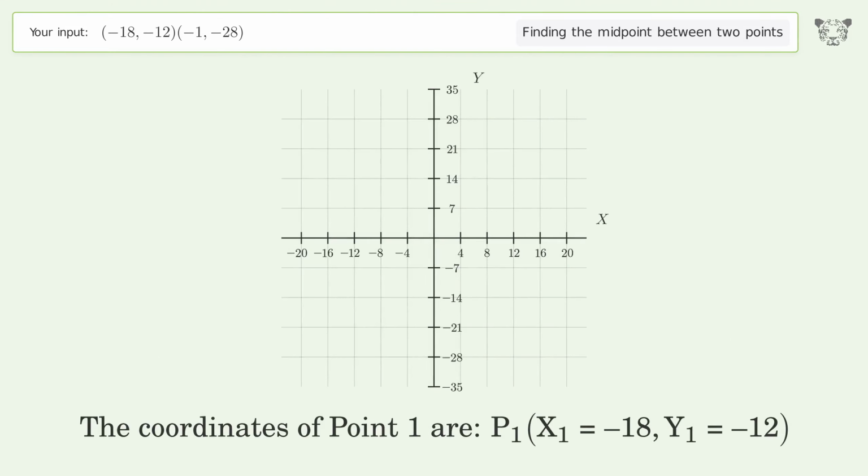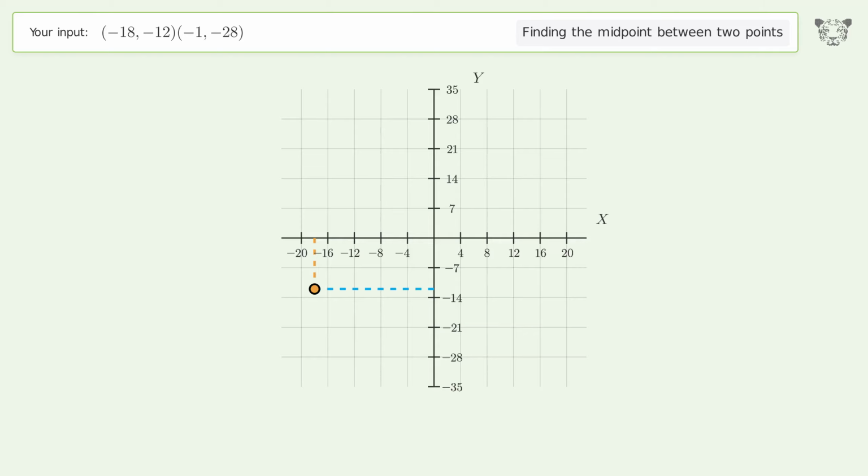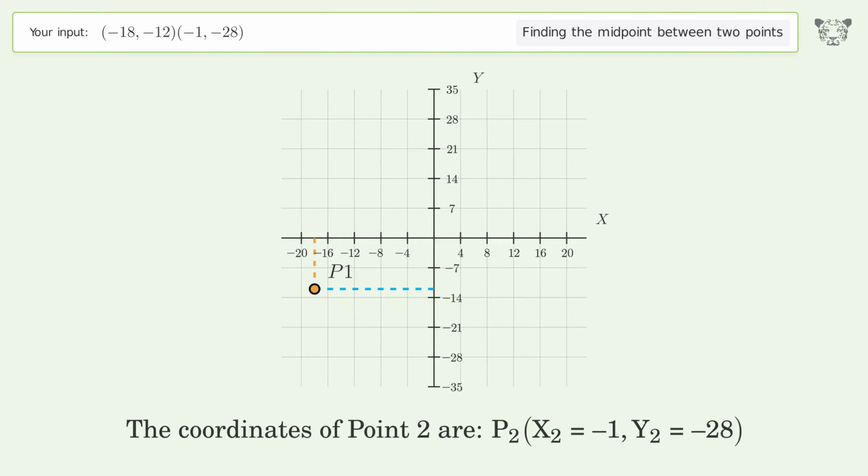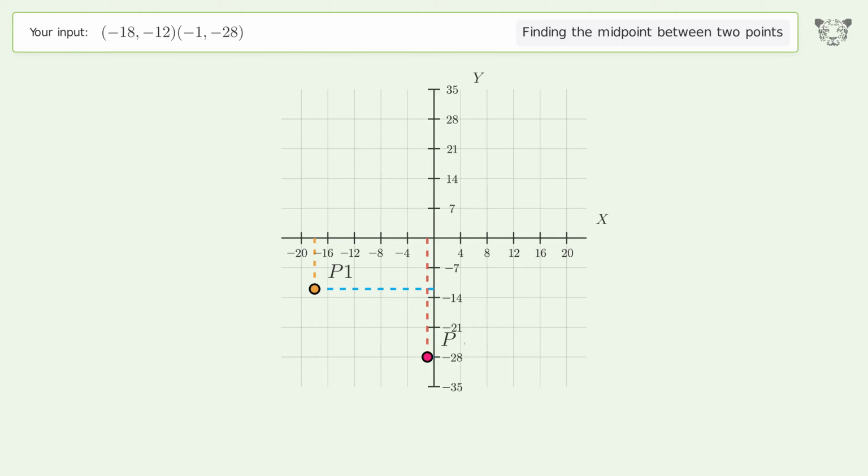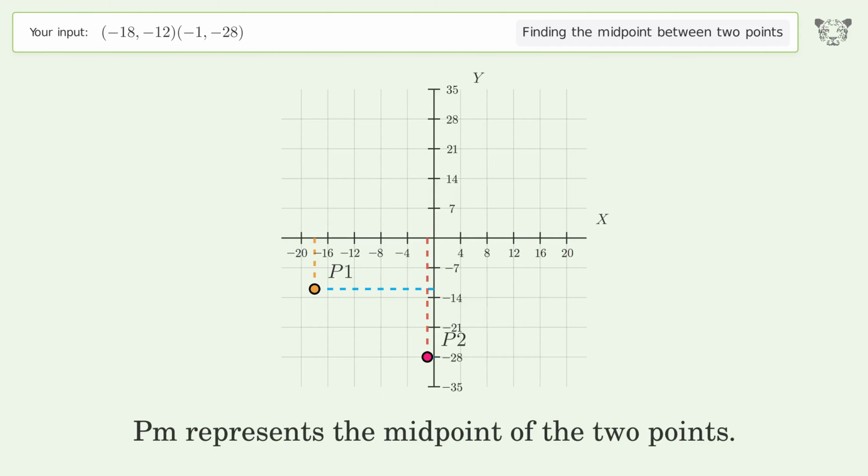The coordinates of point 1 are, x1 equals -18, y1 equals -12. The coordinates of point 2 are, x2 equals -1, y2 equals -28. PM represents the midpoint of the 2 points.